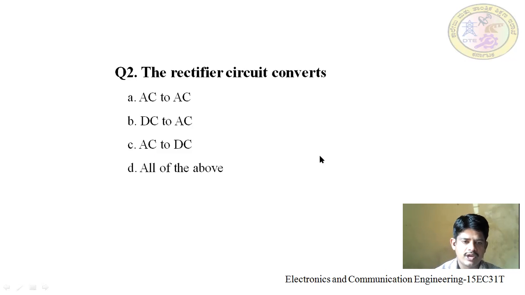We have seen in the block diagram also, it was converting the alternating current into direct current. So the correct answer for this question will be option C, AC to DC. If this is the only correct answer, then the all of the above option is also wrong. Okay, shall we move to the next question?